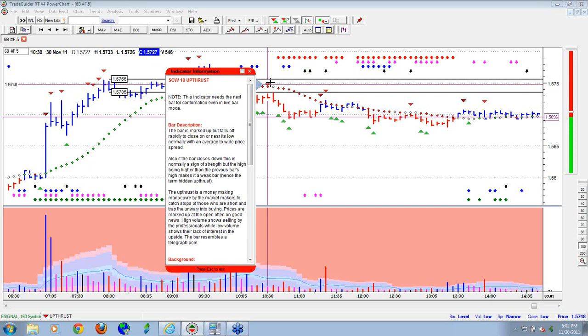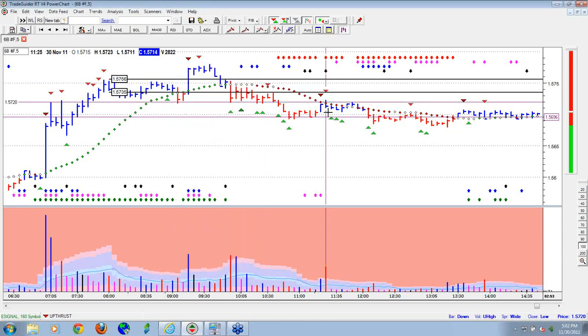If you read my book, that would have met the criteria to take a short trade down, and in fact it would have moved quite nicely. As you see, you had a secondary upthrust here in the middle of the day just before lunchtime, and it moved further down, and then it just went sideways. But absolutely tradable. There was money to be made there.